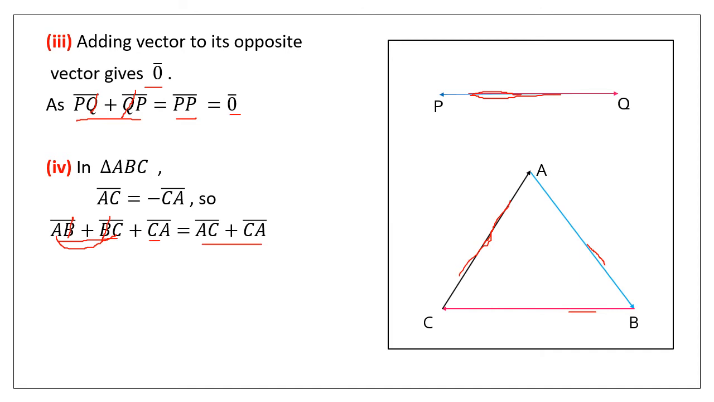So AC bar plus CA bar are opposite to each other. So their resultant vector is nothing but A bar. See, the end point and the starting point are equal. So which gives us AA bar, which is nothing but 0 bar.